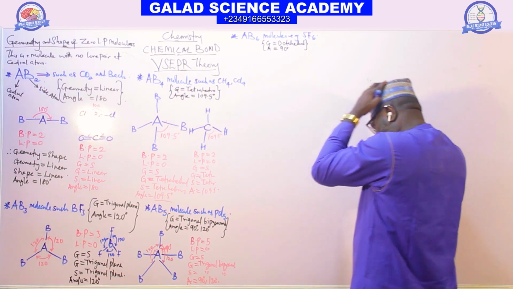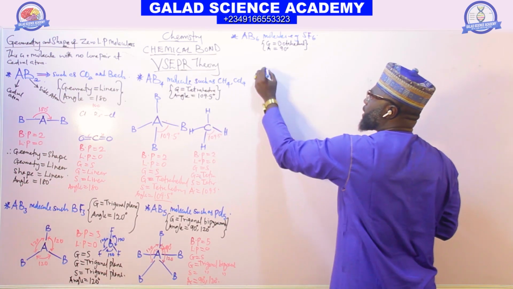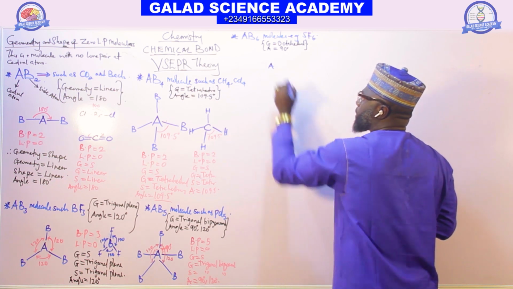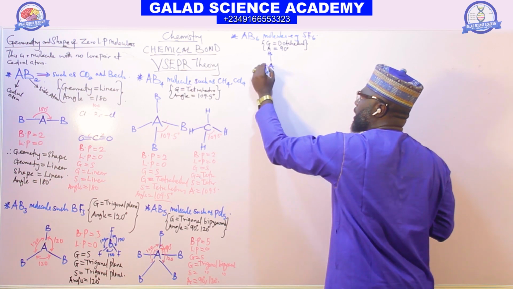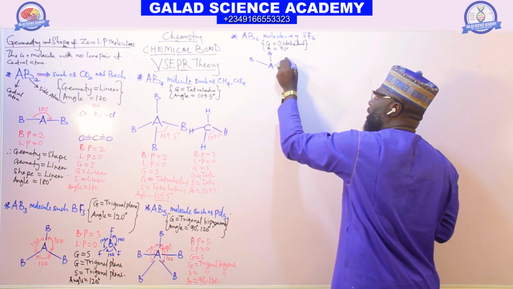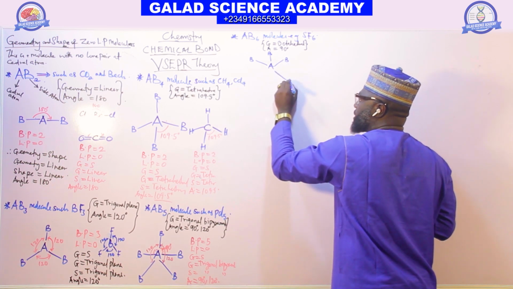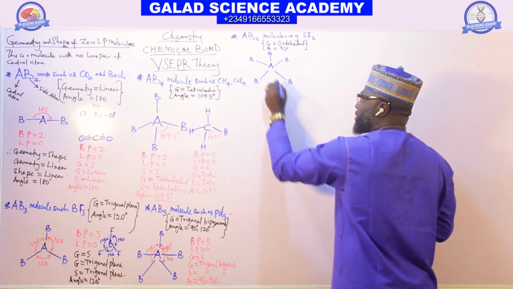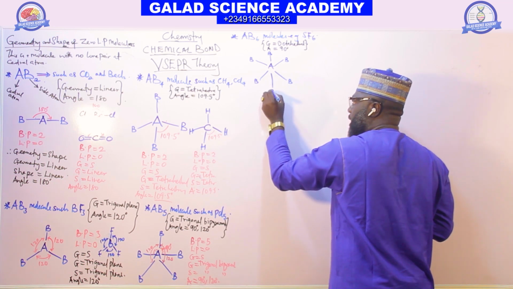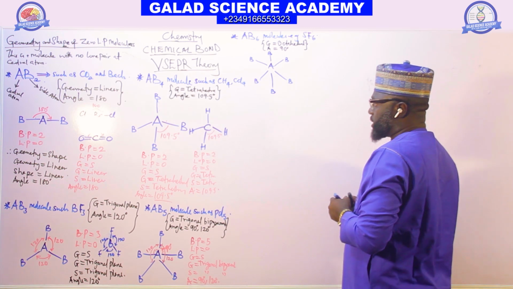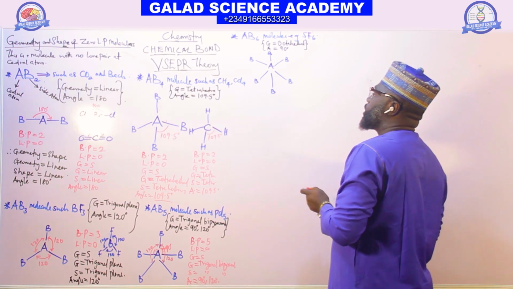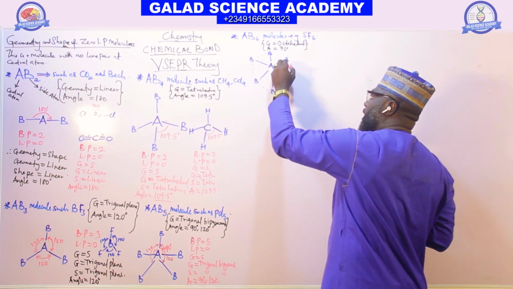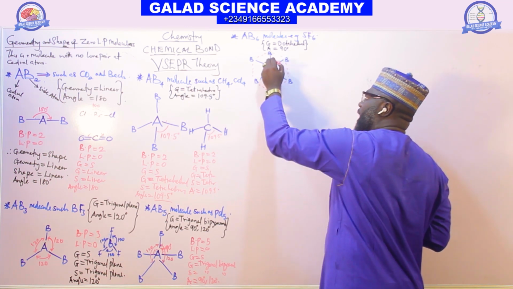So let us look at the molecule. Now, we have A, B is here, another B is here, another B is here, another B is here, another B is here, making 5. And we have another B here, making 6. If you look at the shape, it will give us octahedral in shape.